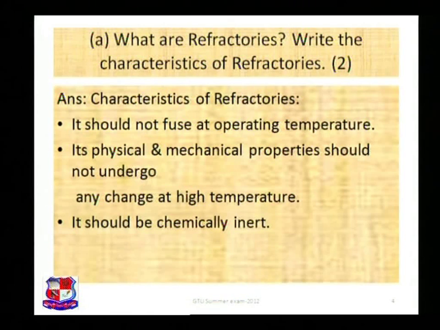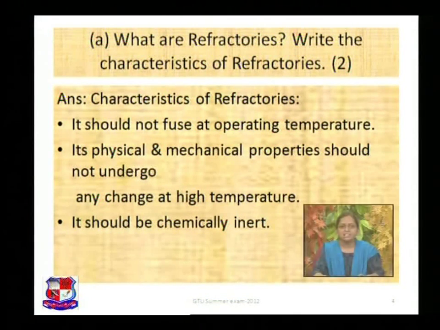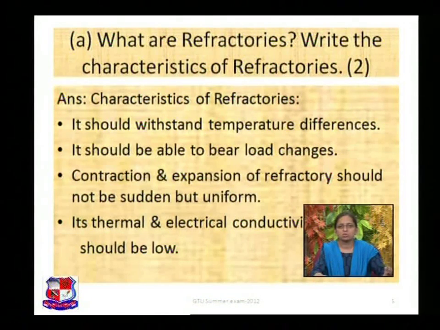The answer continues. They have asked for the characteristics, right? So for characteristics, you need to write down that it should not fuse at operating temperature. Its physical and mechanical properties should not undergo any change at high temperature, and it should be chemically inert. I think these 3 characteristics are more than enough to make sure of the attempt of the 2 marks question in the GTU. Let us try to take the next question.